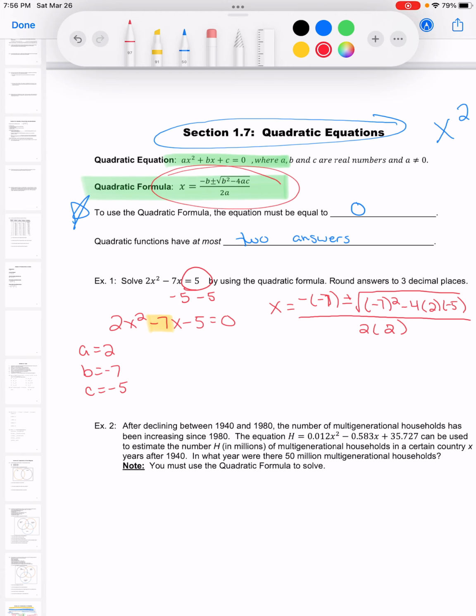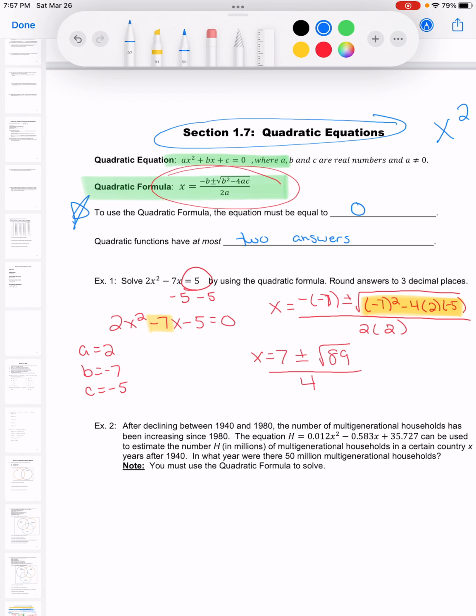I'm going to do it in a couple stages. So negative 7 on the outside is going to give me 7. Plus or minus, if I type in everything that's underneath that square root, that gave me 89 all over 4. I like to do mine in stages.